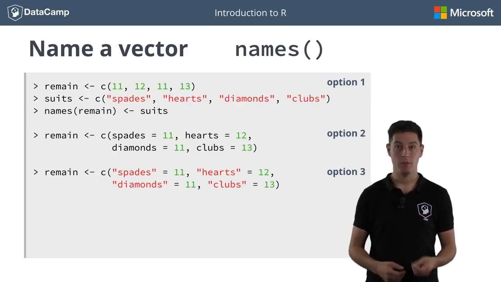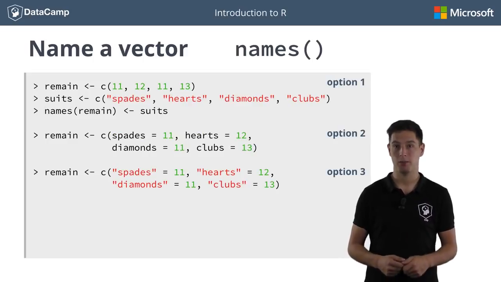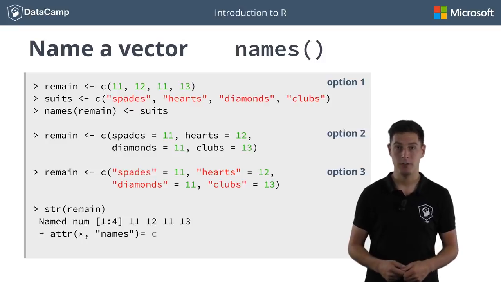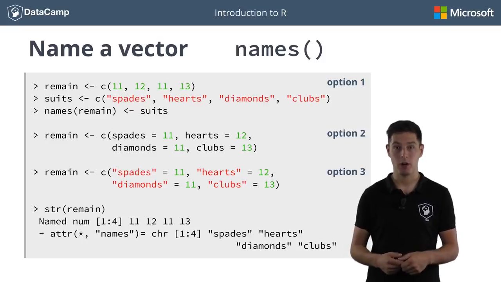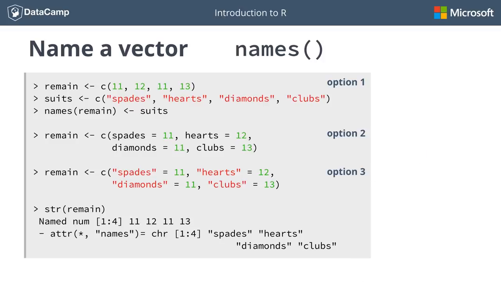Under the hood, our vectors have attributes associated with them. What you did when you set the names of the remain vector is actually setting the names attribute of the remain object. The str function that compactly displays the structure of an R object shows this. You'll have plenty of fun creating and naming vectors in all sorts of ways. But before I let you to it, there are 2 more things I want to discuss with you.